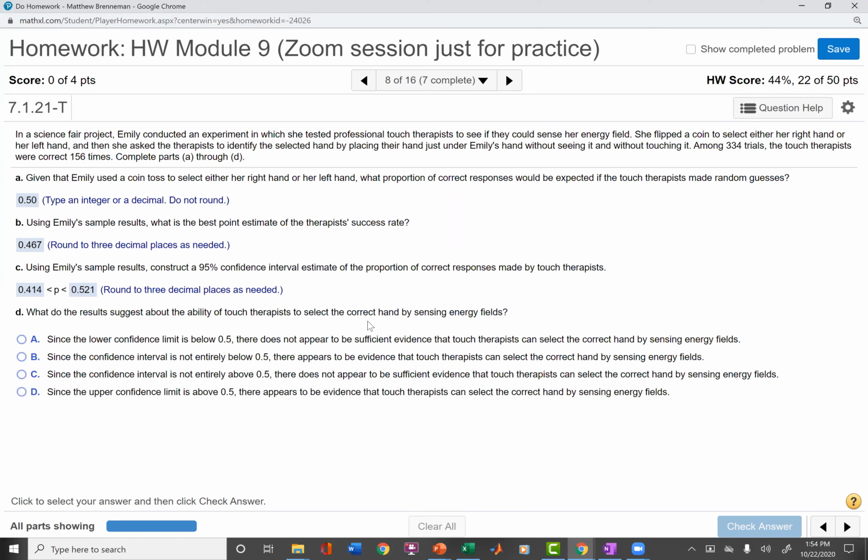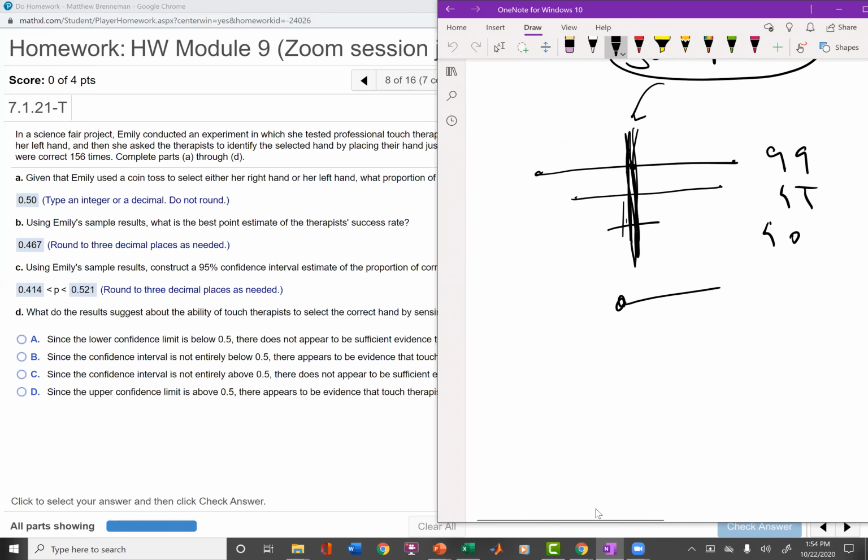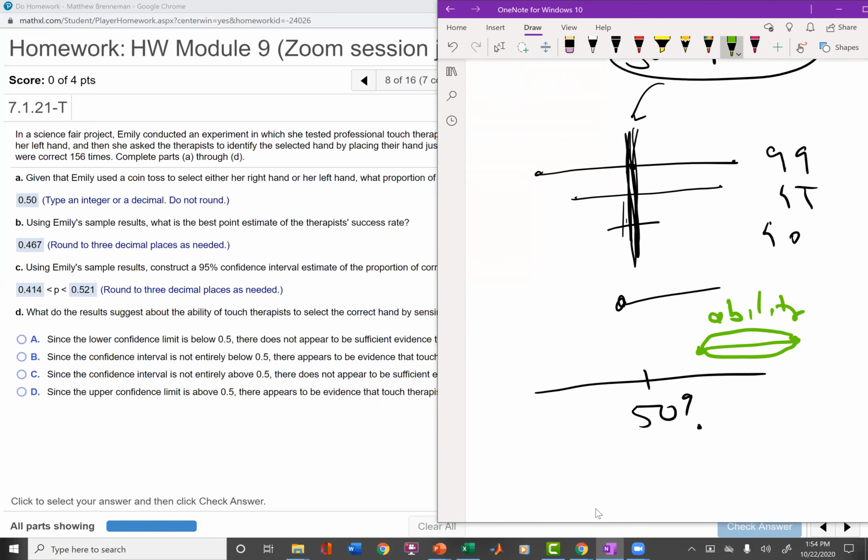So here's where they're going with this. You read these and they all seem kind of reasonable, but here's the idea. Here's 50%. If they were really psychic, or whatever name they use for themselves, the entire confidence interval would have to be above 50%. So if they had some sort of ability to sense whatever it is, it would have to be above 50%. In other words, the population percentage, which we think is in here, would have to be greater than guessing, okay? That's what they're getting at here.